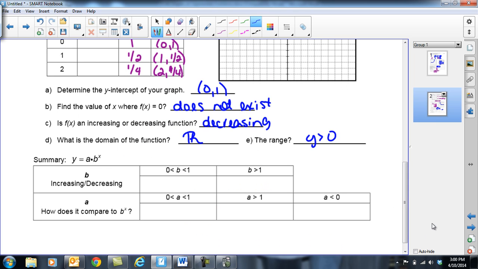So let's summarize. For y equals a times b to the x, b is your base. If b is a number between 0 and 1, which means it's going to be a decimal or a fraction, it can't be 0 and it can't be 1, then you end up with a decreasing function. Just like the one we just did. It was 1/2, and so it was decreasing. If b is a number greater than 1, like we saw just a second ago, then you get an increasing function.